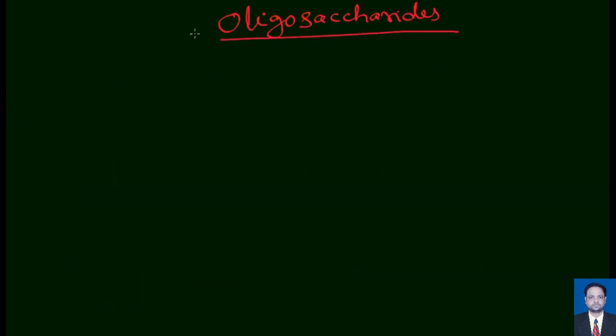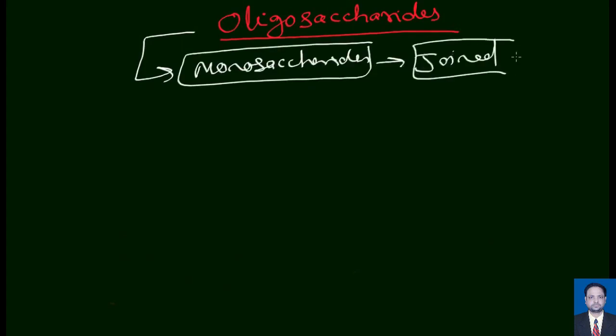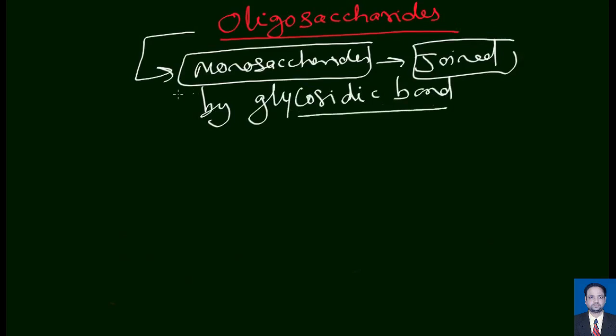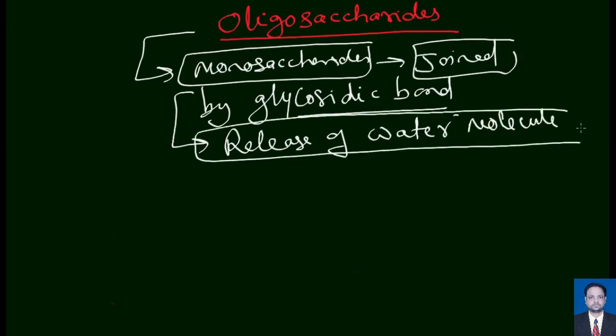So in oligosaccharides, the monosaccharides are joined. There is a joining of simple sugars, and they are joined by a bond called the glycosidic bond. During the formation of the glycosidic bond, there is a release of water molecules.